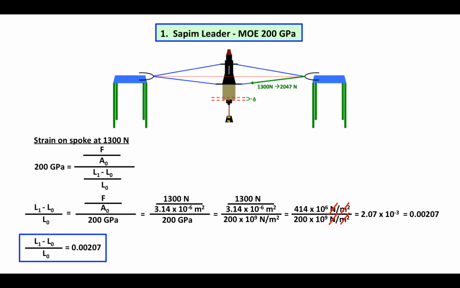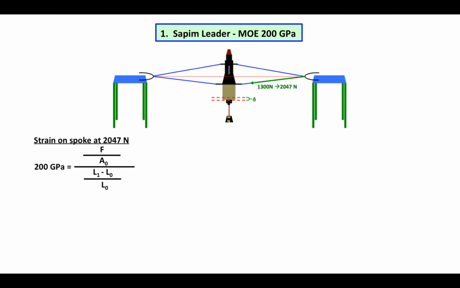Inside this blue box is a summary of what we just worked out. And if I started with a spoke of 260 millimeters at 1300 newtons, it will have elongated to 260.54. My new length, of course, comes from this calculation here. And coming from a guy who has built many thousands of wheels, I'm going to tell you that that is a very credible result. So it appears our calculation was done correctly.